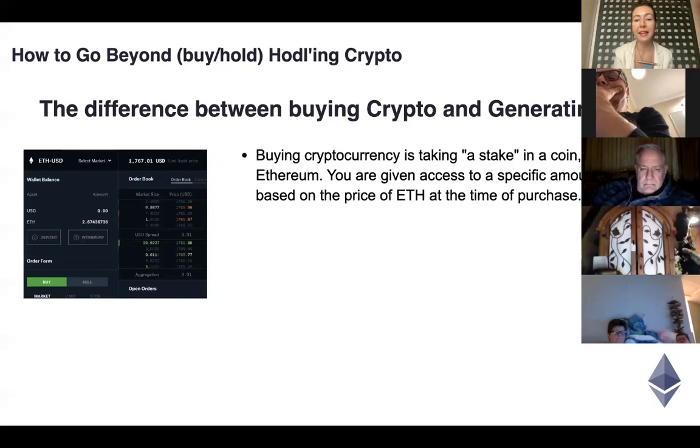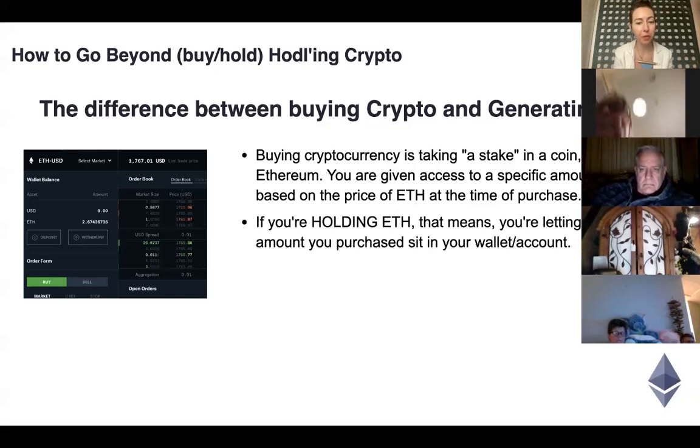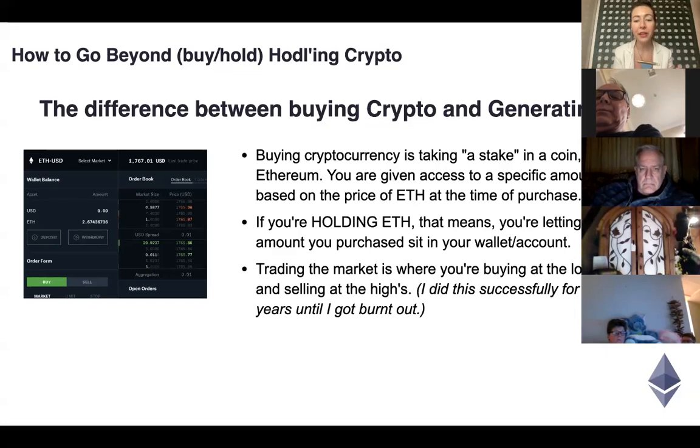Buying cryptocurrencies, taking a stake in a coin like Ethereum or Bitcoin, you're given access to a specific amount based on the price of ETH at the time of purchase. So if you're hodling ETH, it means you're letting the amount you've purchased sit in your account, okay? Trading the market is where you're buying at the lows and selling at the highs, which I did for 2 years until I made a very, very bad move when Bitcoin hit $20,000. I did make some bad moves. I then recovered some Bitcoin. I had about 5 Bitcoin and then sold it when it was like $3,800.